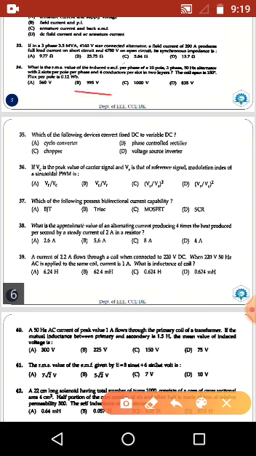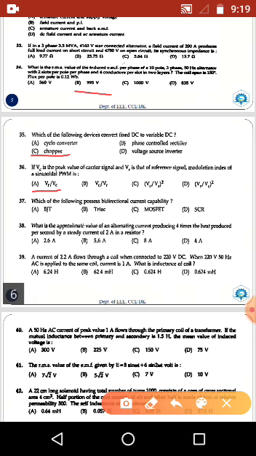Moving to question number 35. Which of the following device convert a DC to a variable DC? The answer is chopper, option C. If Vc is the carrier signal voltage and Vr is the reference voltage, the modulation index is reference voltage by carrier voltage, option A.